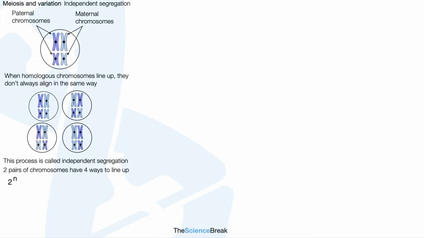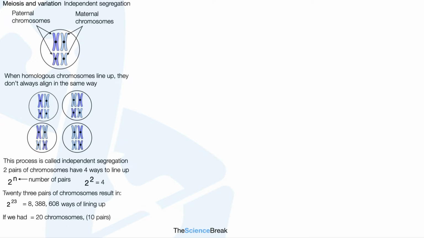We can work this out by using 2 to the power n, where n is the number of pairs of chromosomes. So we have 2 pairs of chromosomes. We would work this out by 2 to the power of 2, and that gives us 4. In humans, we have 23 pairs of chromosomes, so we would calculate 2 to the power of 23. That gives us over 8 million ways of the chromosomes lining up. That's a lot of possible variation. One more example, if we had 20 chromosomes, that's 10 pairs, we would use 2 to the power of 10. That gives us 1024 ways of those chromosomes lining up.